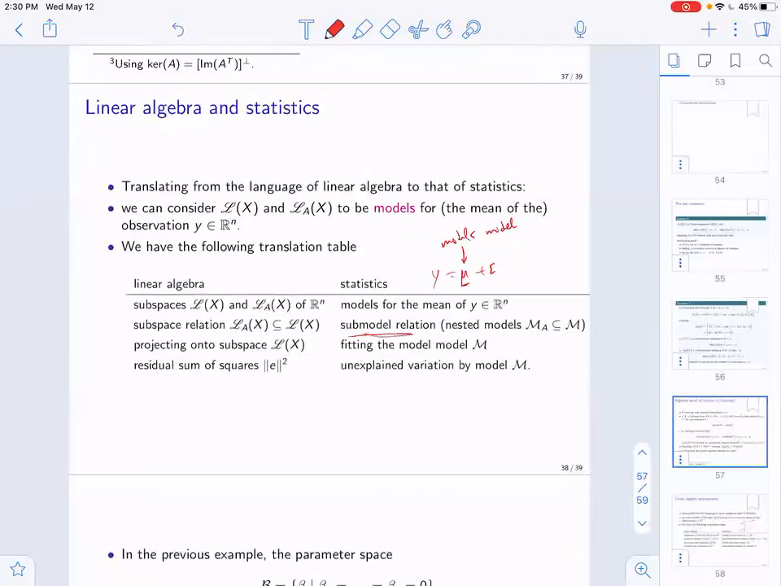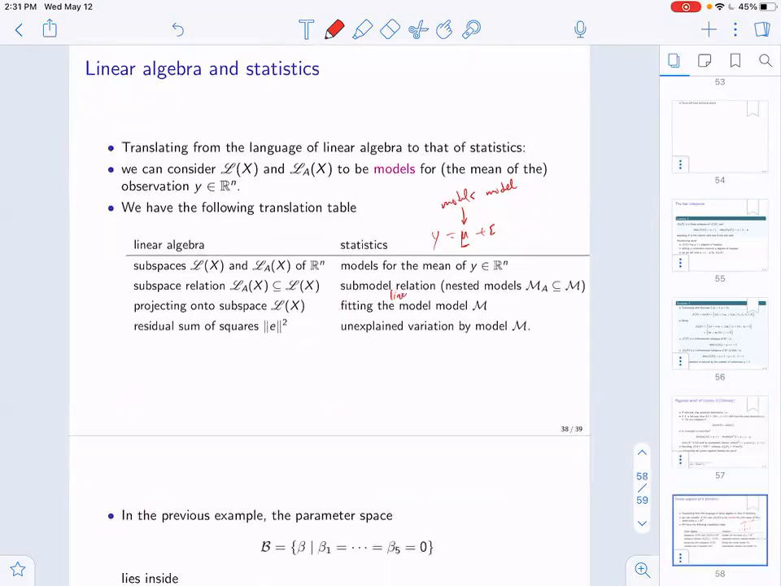The relation of submodel being nested, like models being nested within each other or being submodels of each other, is equivalent to this subspace relation. So this is saying the model associated with this is nested within that model, and so the subspaces are subsets of each other. Fitting a model would be equivalent to projecting onto a subspace. I hope this is clear by now. At least this is fitting the linear model.